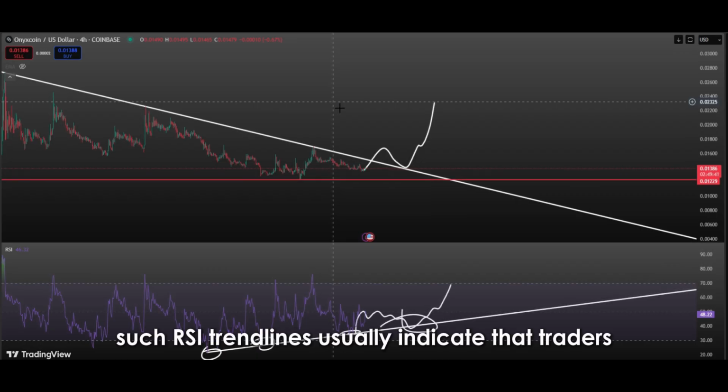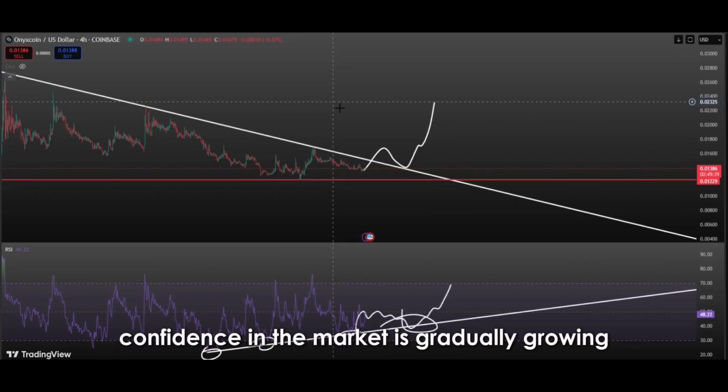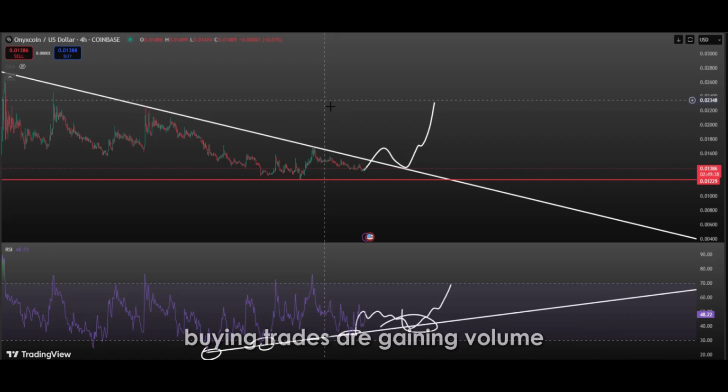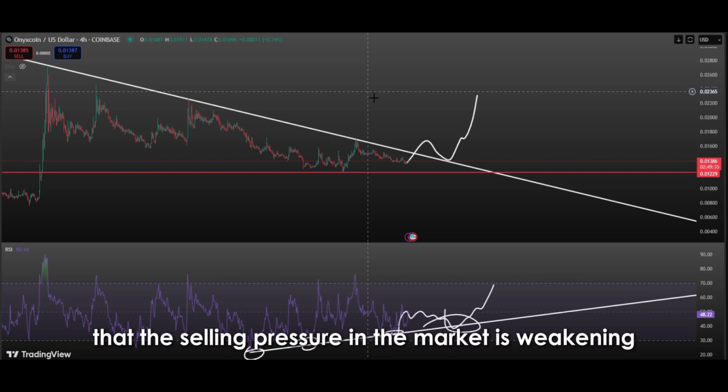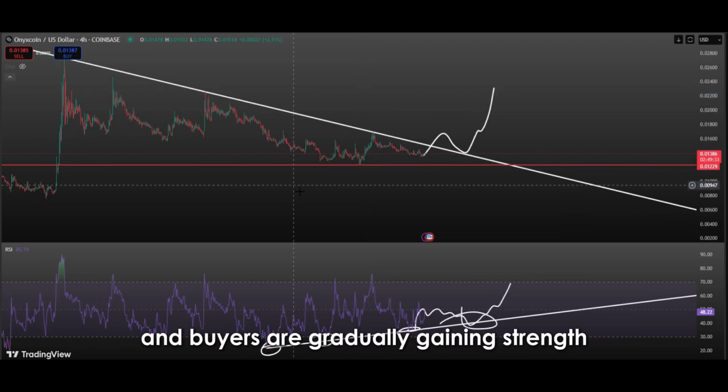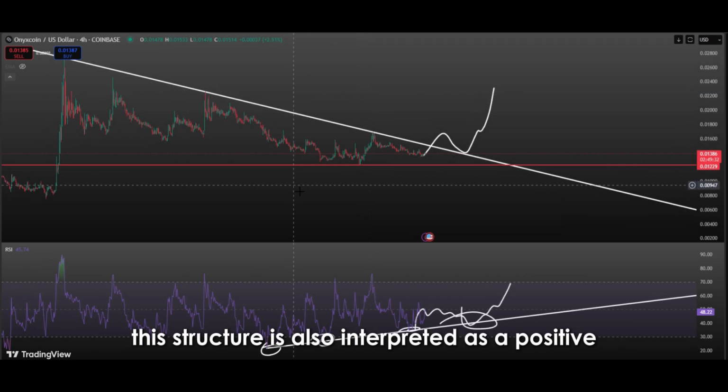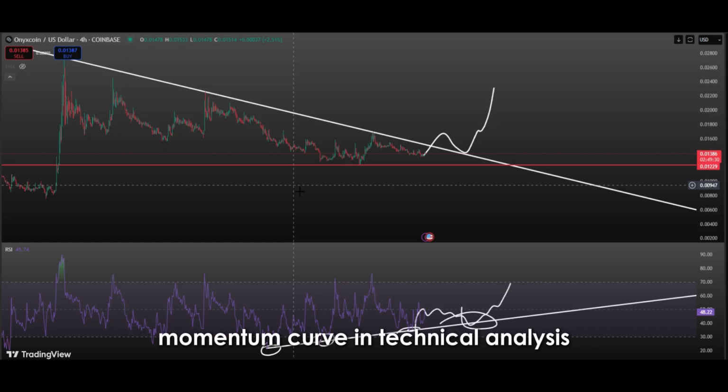Such RSI trendlines usually indicate that traders' confidence in the market is gradually growing, and with this confidence, buying trades are gaining volume. A higher RSI level at each new low indicates that the selling pressure in the market is weakening, and buyers are gradually gaining strength. This structure is also interpreted as a positive momentum curve in technical analysis. However, when this trendline breaks, the situation can be completely reversed.